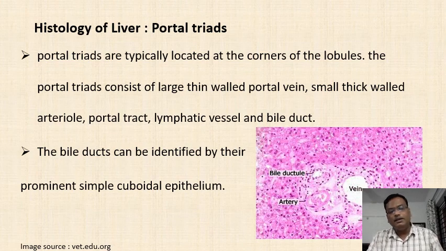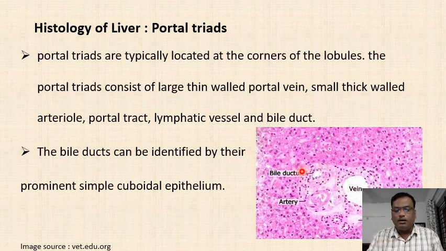Now we can easily differentiate the artery and bile duct because bile duct has typical cuboidal epithelium. So the presence of cuboidal epithelium indicates the bile duct, whereas the arteries are lined with squamous epithelium.